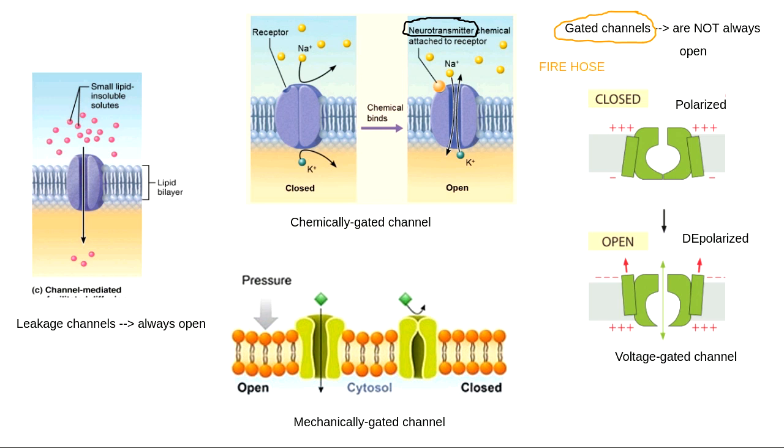Leakage channels are like the example that I mentioned before. That's a leaky faucet. They're always transporting stuff, but they're always transporting it really slowly. Water is dripping out of this faucet. Compared to a gated channel, when you open it up, we've got a fire hose. All the stuff is going to rush through. So things move more quickly through a gated channel than they do through a leakage channel.